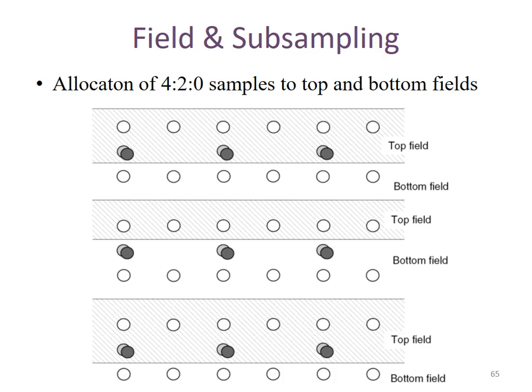Okay, so once we know how we apply chrominance subsampling, then we can combine chrominance subsampling with top field and bottom field. For example, this is the allocation of 4:2:0, and then we can combine 4:2:0 with top and bottom field. Then we can separate our bottom field and top field by different chrominance subsampling.